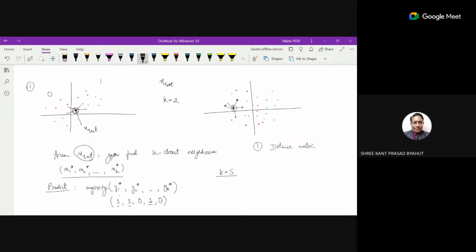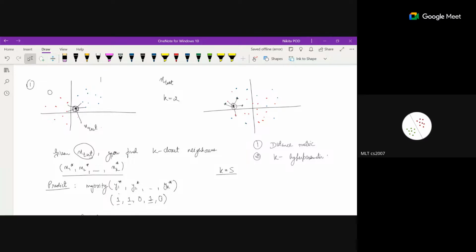Some examples will also come after that, because the whole chapter will not have an example. Yeah, I will give questions. So here K is a hyperparameter.